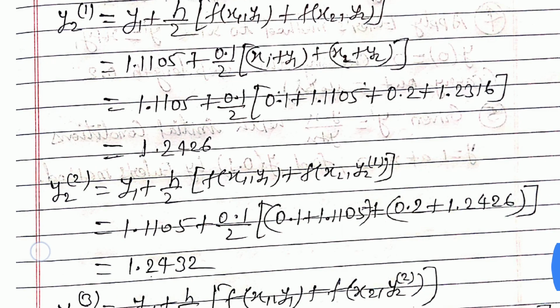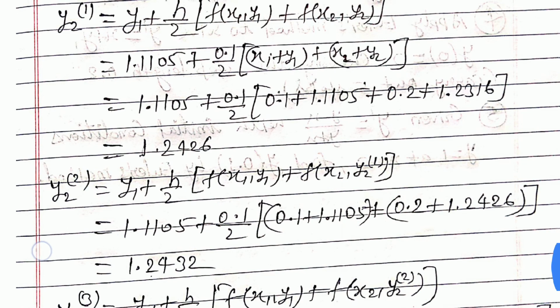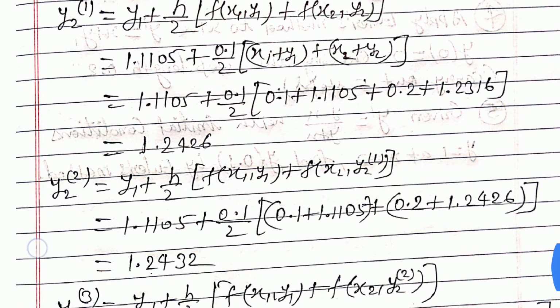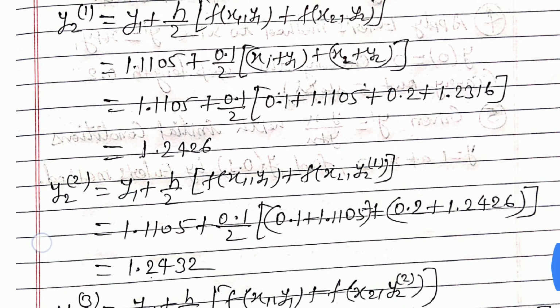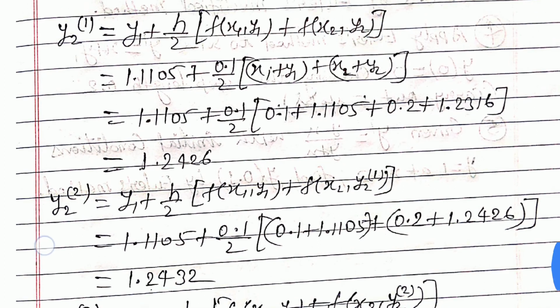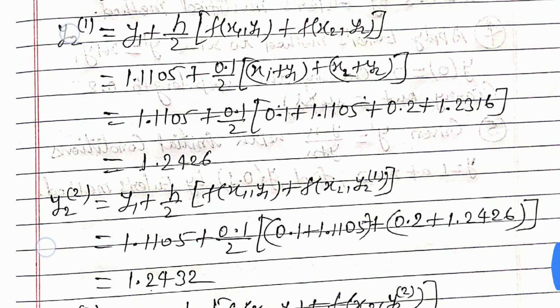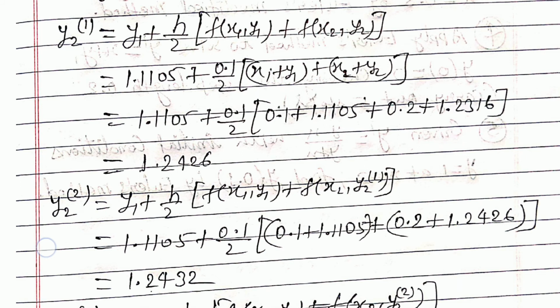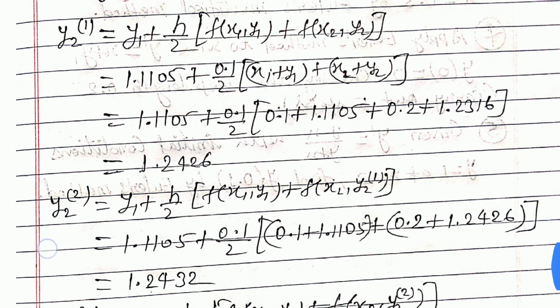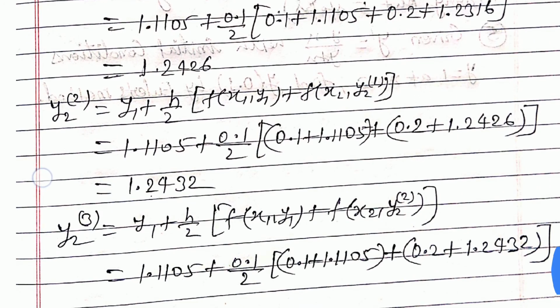And then we go to find y2 second time. What is y2 second time? There, y1 is the same, h is the same, the function at x1 y1 is the same, and x2 is the same, but in place of y2 we put here y2 first time. We have already found y2 first time, 1.2426, and we substitute that here. Then we find the value of y2 second time.